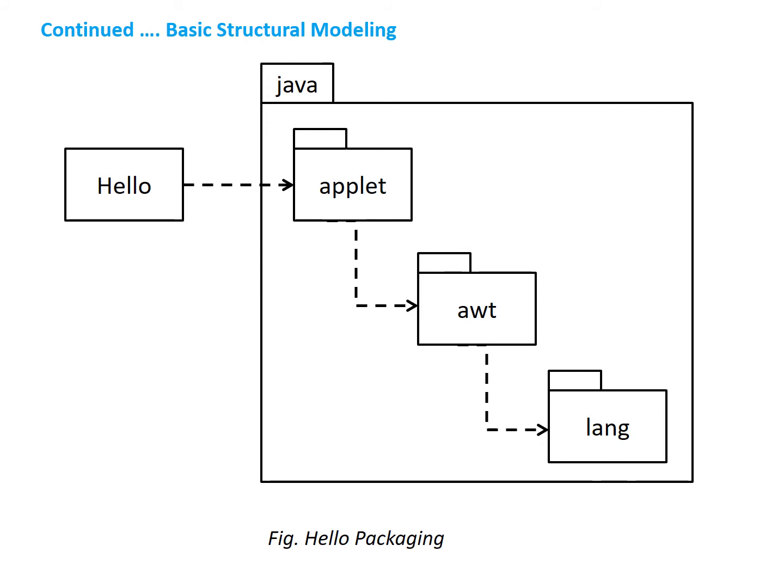Packages may be nested, and the dashed directed lines represent the dependencies among these packages. For example, hello depends on package java.applet and java.applet depends on the package java.awt.